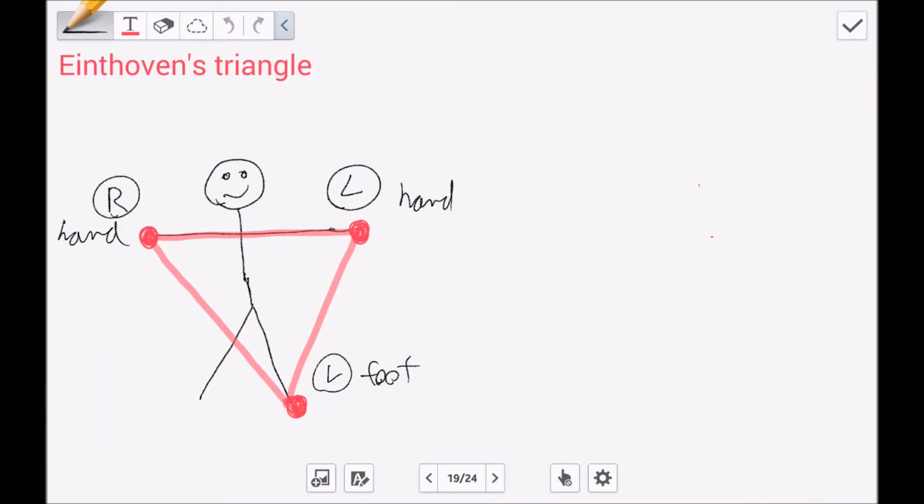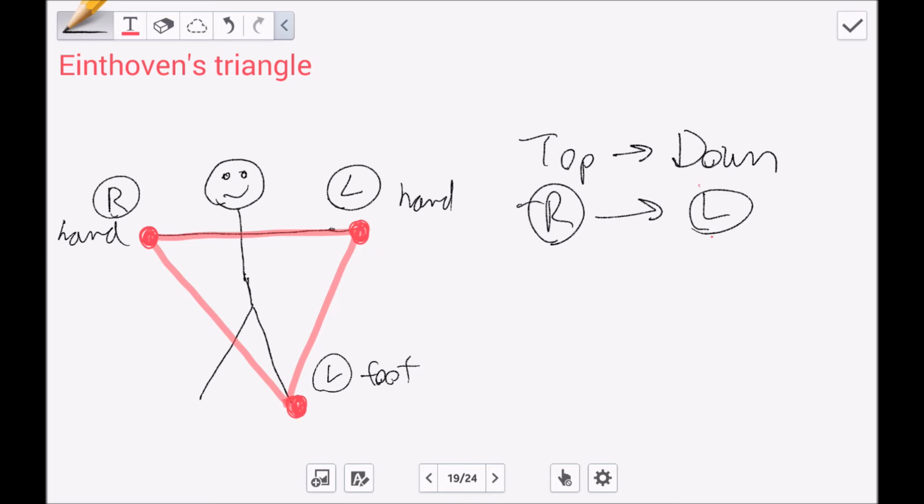Next, we're going to talk about Einthoven's triangle. This is named after William Einthoven, the man who discovered electrocardiography. It's called Einthoven's triangle because it connects three points. The general direction of the vector, remember the vector is the direction of electricity flow, is usually top to down and right to left. So what does that look like? It looks like this: top down, right to left of the heart.